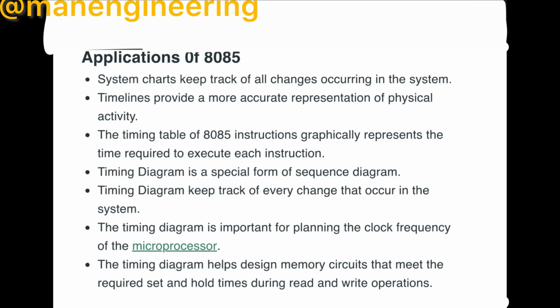Applications of timing diagrams in 8085. System charts keep track of all changes occurring in the system. Timelines provide a more accurate representation of physical activity. The timing table of 8085 instructions graphically represents the time required to execute each instruction. A timing diagram is a special form of sequence diagram. Timing diagrams keep track of every change that occurs in the system. The timing diagram is important for planning the clock frequency of the microprocessor. The timing diagram helps design memory circuits that meet the required setup and hold times during read and write operations.